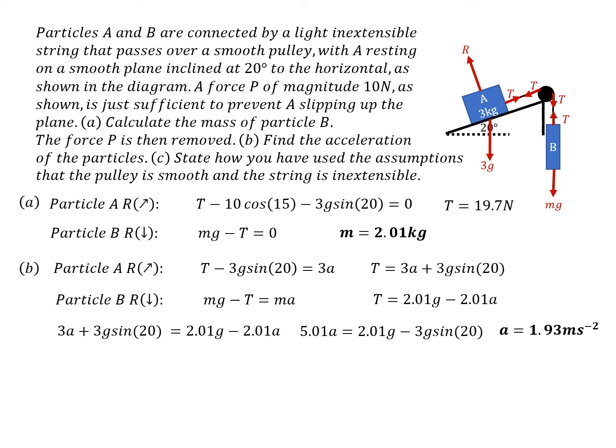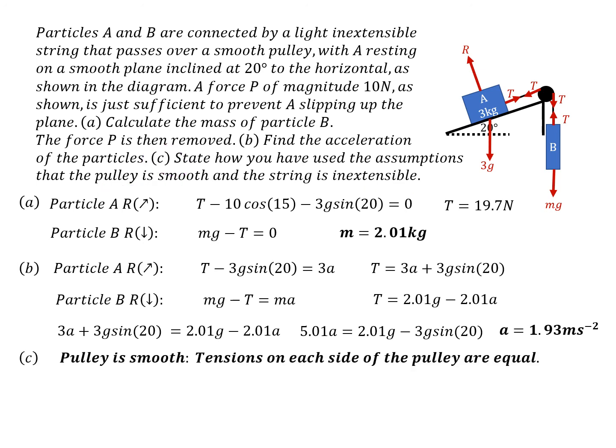Let's have a look at part C now. How have we used the assumptions that the pulley is smooth and the string is inextensible? Well, the pulley is smooth. That enables us to say that the tensions on each side of the pulley are equal. So these two tensions are the same as those two tensions. If the pulley was rough, then these tensions would be different from these tensions here.